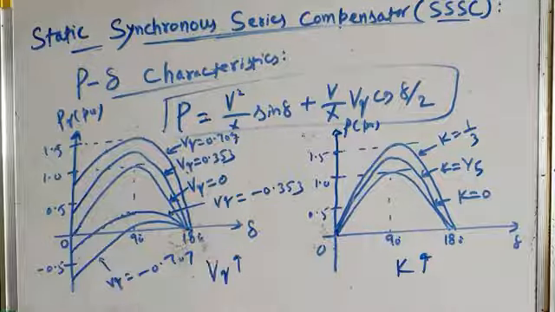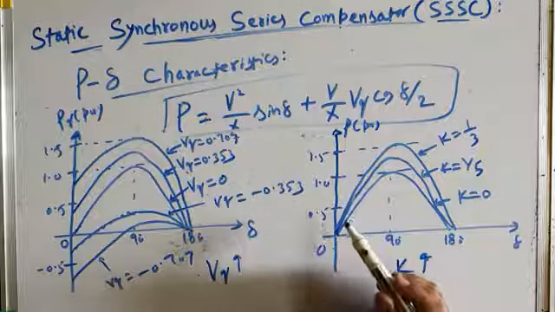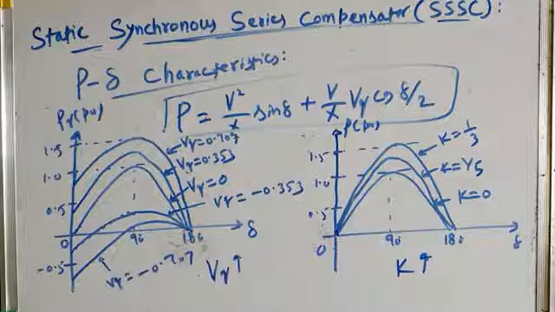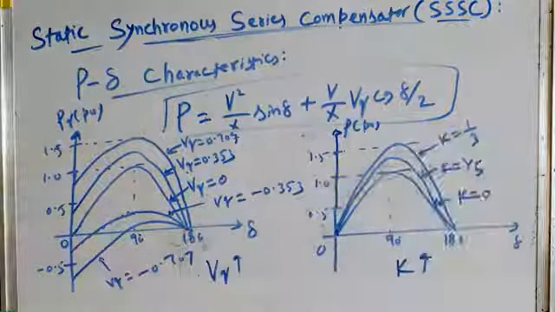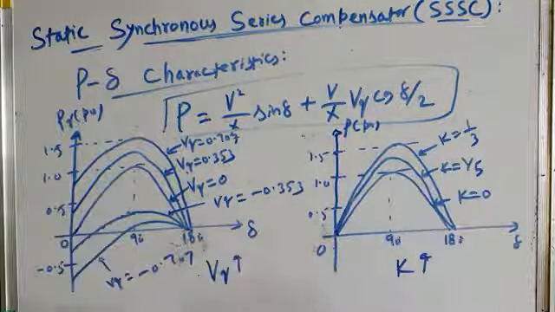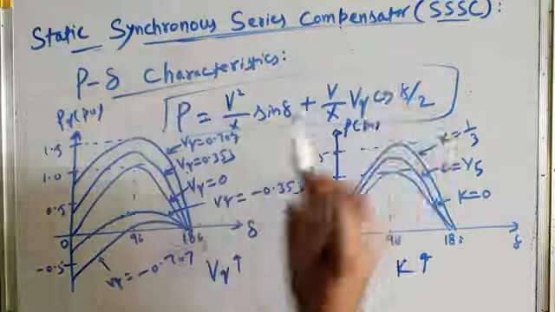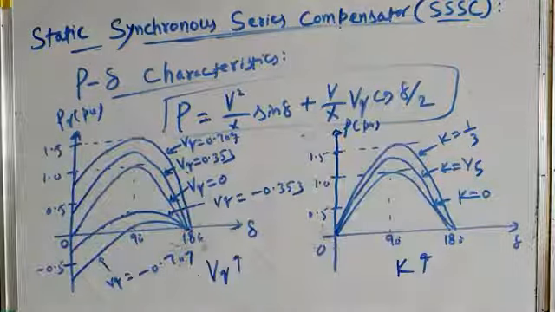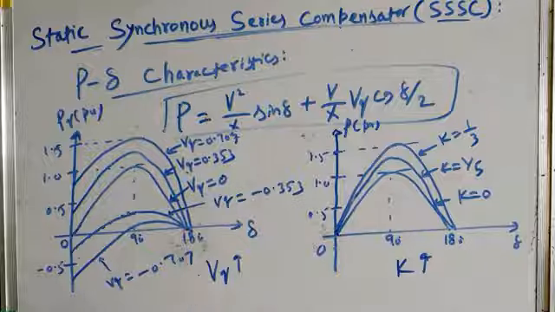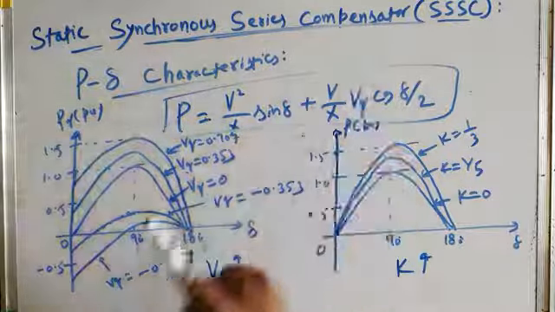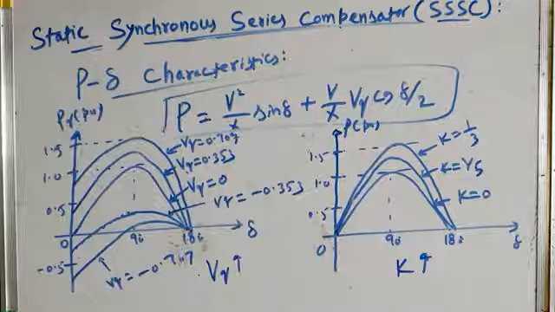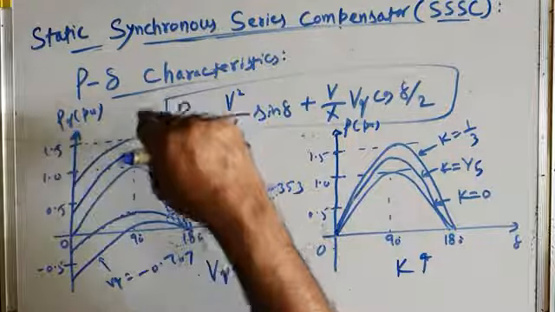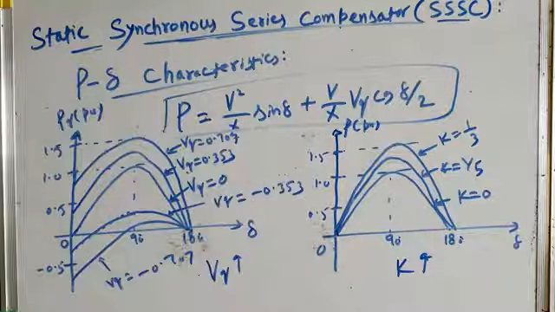That is one difference. Another difference is that series capacitive compensation can only increase the power because it makes only capacitive compensation. But you know that SSSC can do capacitive compensation as well as inductive compensation. We can make it work in the capacitive region as well as in the inductive region. In the capacitive region, as VQ increases, transmittable power also increases because the overall effective line reactance decreases.